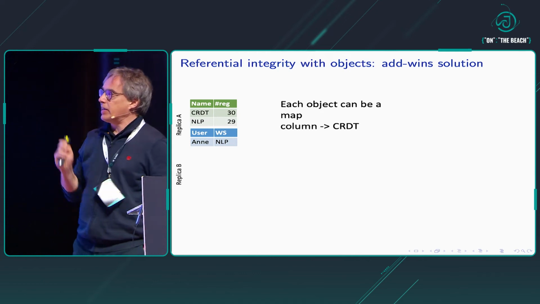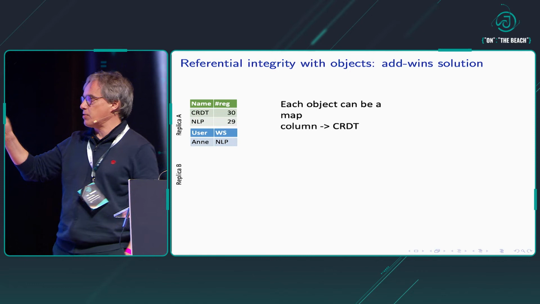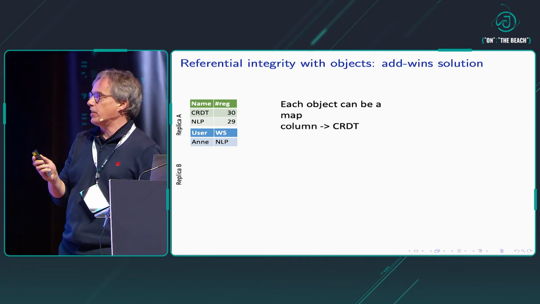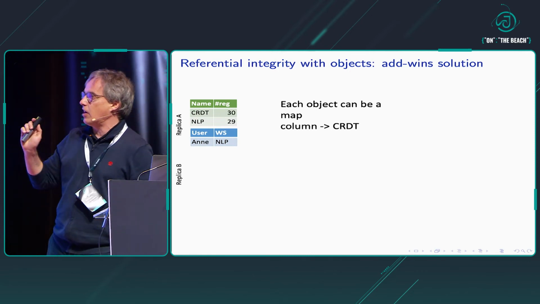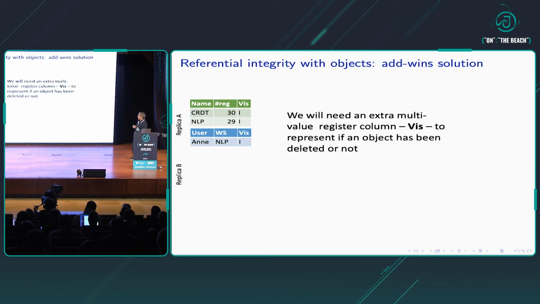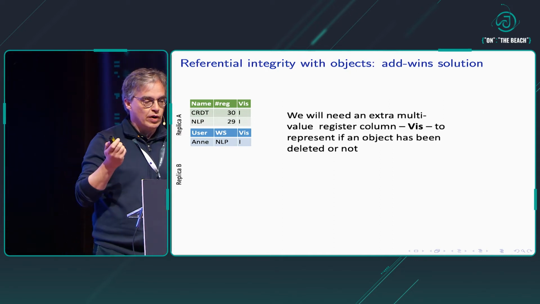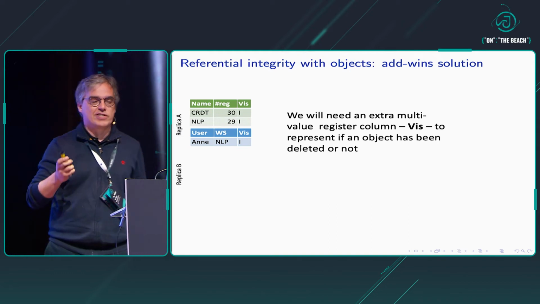Basically we can represent an object as a map or a JSON object or something like that, that maps a column into a CRDT. So I've represented now in the replicas the name of the workshop and the number of registrations available. And we'll need another column that will be a multi-value register that has information about whether the column is visible or not. When I insert the element, I put an I, saying that it was inserted.